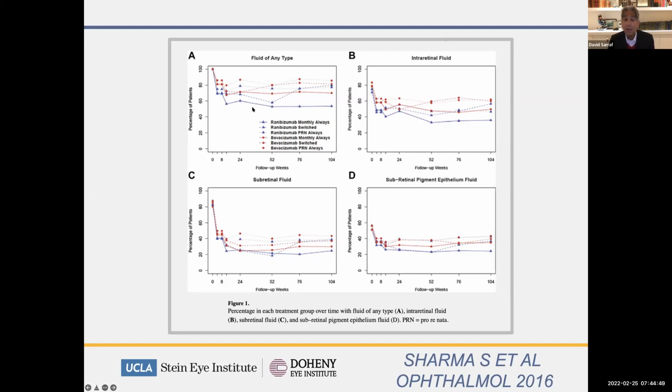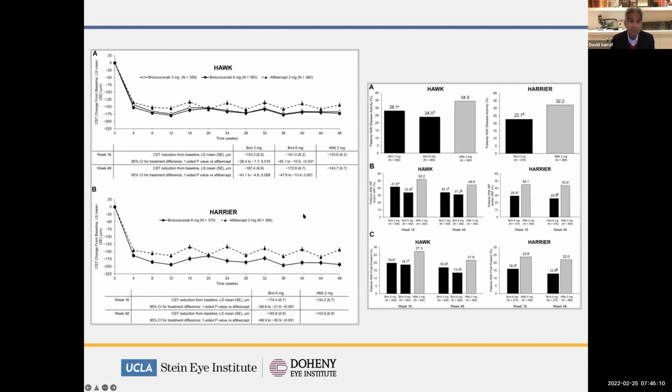In the CATT trial comparing bevacizumab with ranibizumab, we saw that fluid of any type was least in the monthly ranibizumab arm. And so this was an indicator that persistent neovascular activity may be a factor when we see persistent or residual intraretinal or subretinal fluid.